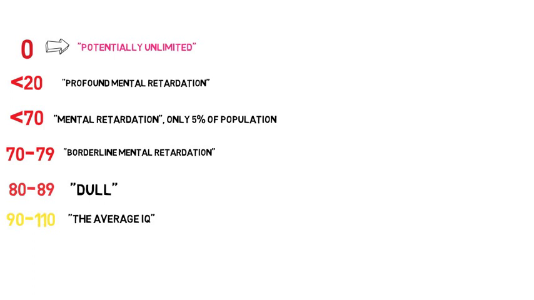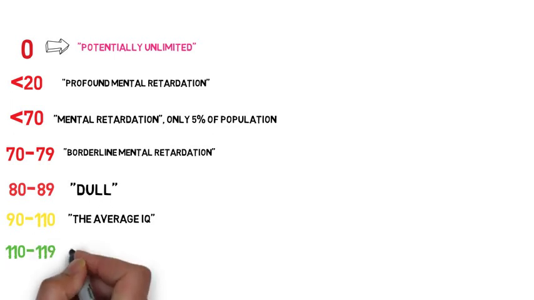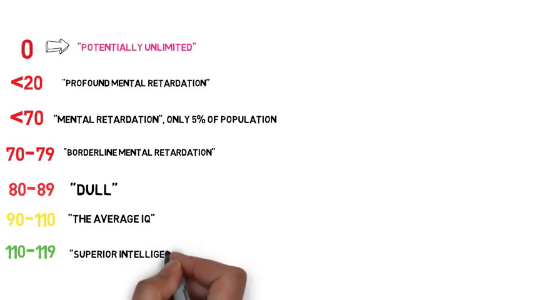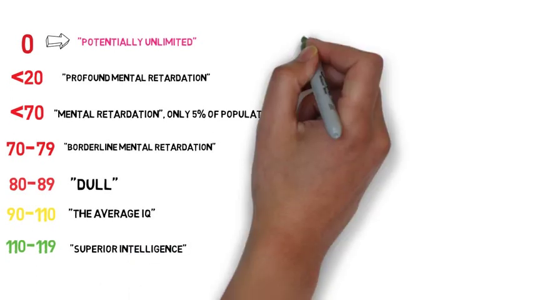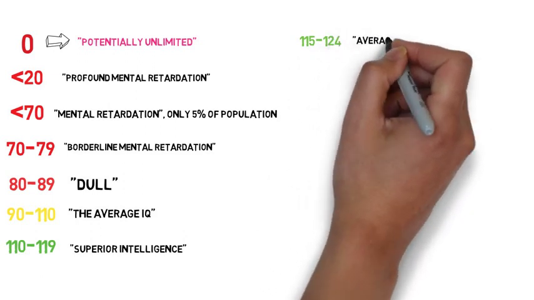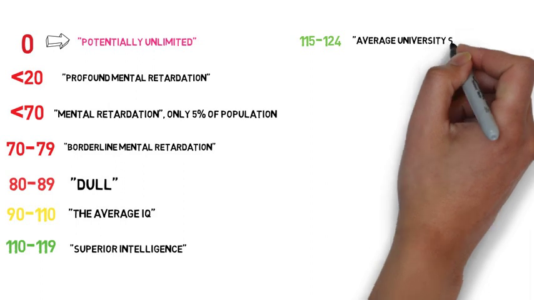Having a 110 to 119 IQ will place you in the superior intelligence bracket, meaning you are above average, so if you score this, good on you. Now we get into the big boy scores. An IQ of 115 to 124 is the average IQ of a person attending university and doing reasonably well.